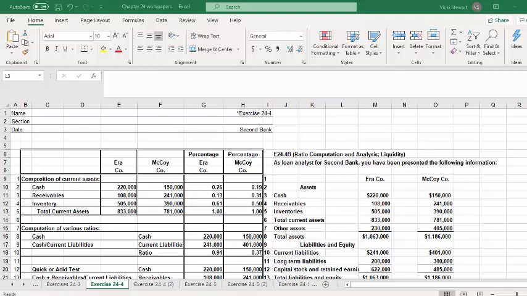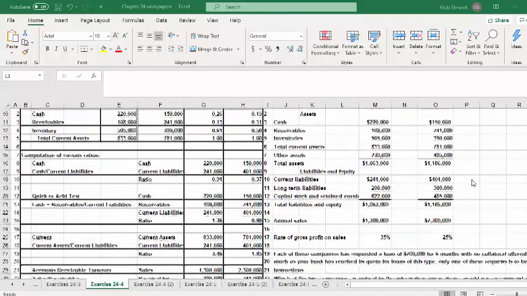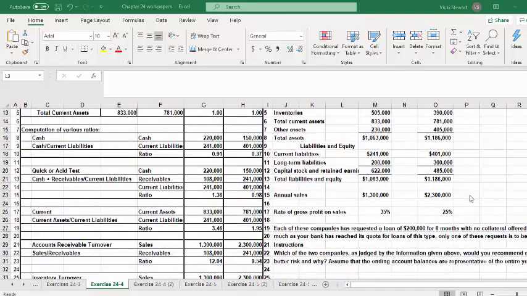This is a demonstration of exercise 24-4B, ratio computation and analysis, liquidity. As loan analyst for Second Bank, you have been presented the following information, and the problem gives us balance sheet information for Era Company and McCoy Company. It also gives us their annual sales and the rate of gross profit on sales.